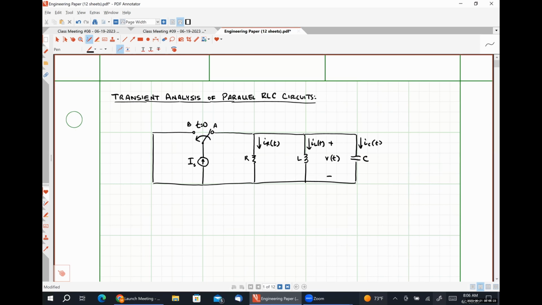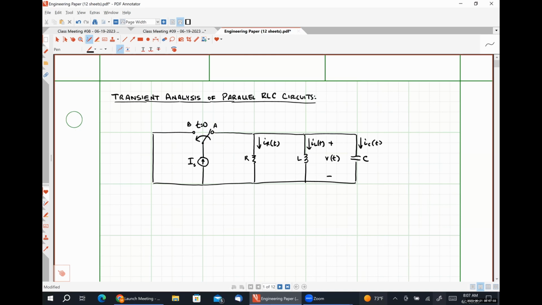Well, since our inductor current has some finite value, that means that our inductor has some amount of energy stored in it. When our switch changes states at t is equal to 0, disconnecting this current source from the RLC network, our inductor is going to serve as the energy source for the RLC network. And so over time, it is going to transfer its energy to the capacitor and the resistor. And this transfer between the inductor and the capacitor and the resistor is the transient response of the network.